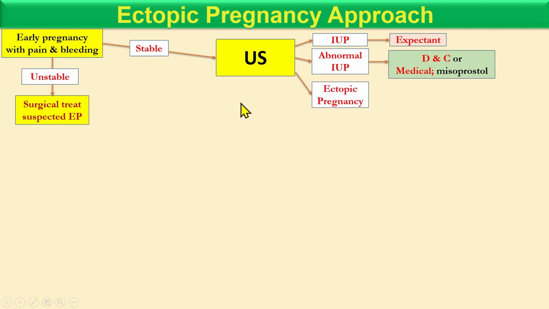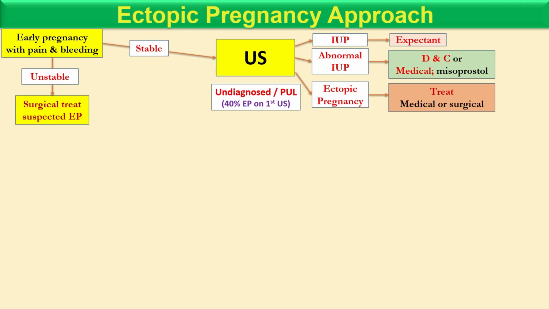Okay. If the case is an ectopic pregnancy, of course you treat the ectopic pregnancy either medically or surgically, which I mentioned in the last slide. What is the fourth condition? The patient is undiagnosed, or the pregnancy of unknown location, which is in 40% of cases of ectopic pregnancy on the first ultrasound. Okay, so then you go for the beta HCG.